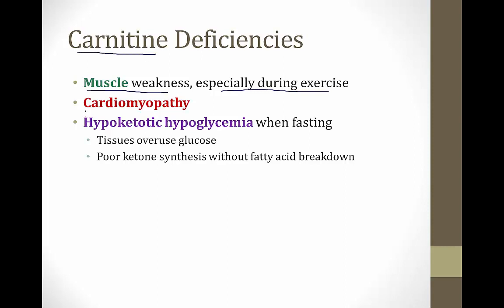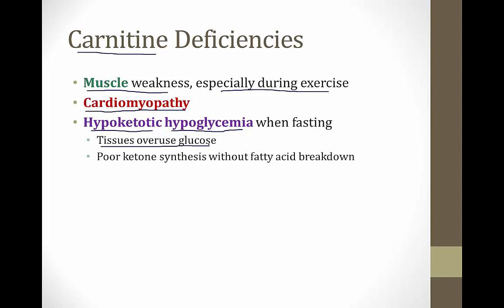You can also potentially develop a cardiomyopathy because the heart also depends on fatty acids as a source of energy. And then another classic hallmark of a carnitine deficiency is hypoketotic hypoglycemia when fasting. So when you are fasting, you normally use fatty acids and glucose from gluconeogenesis as a source of energy. However, people with a carnitine deficiency cannot metabolize fatty acids, so they can only use glucose. They will overuse the glucose, and this will make them hypoglycemic.